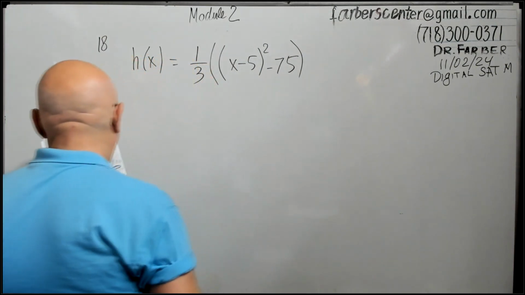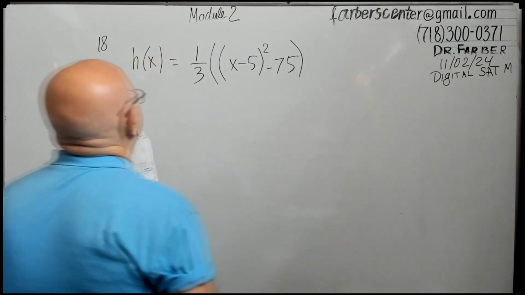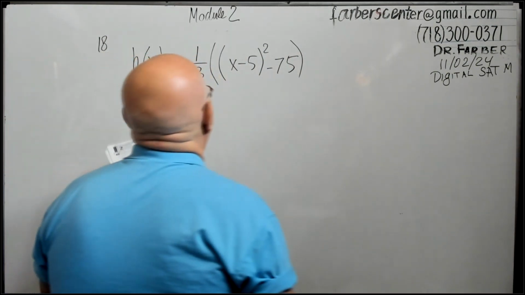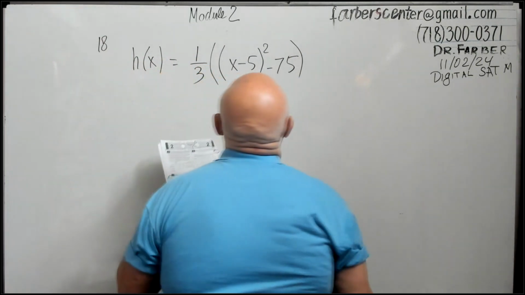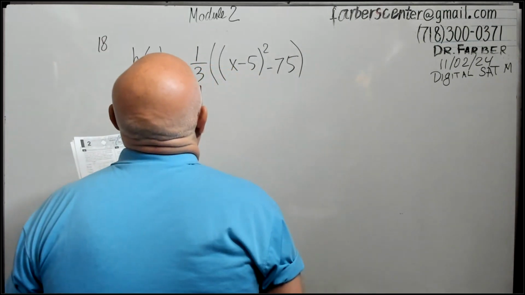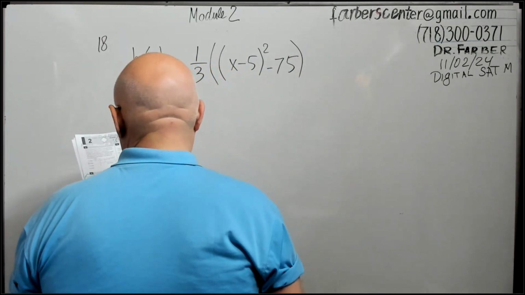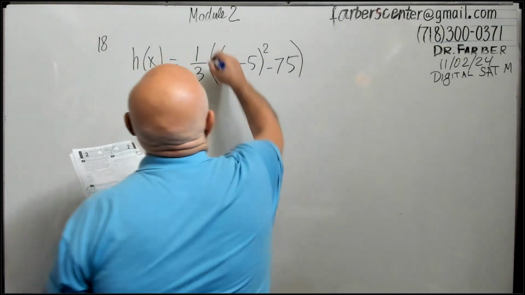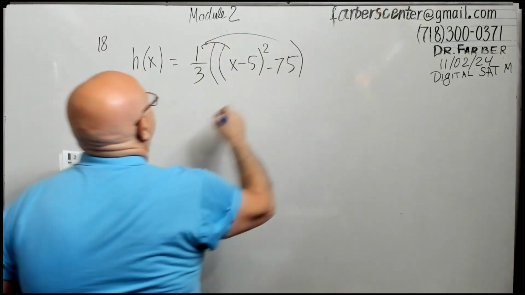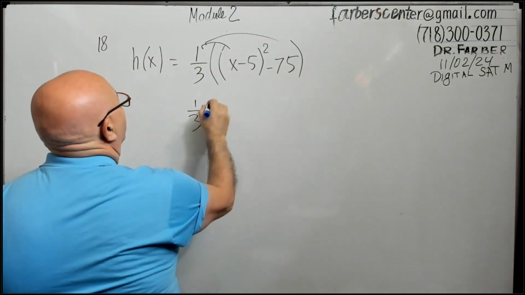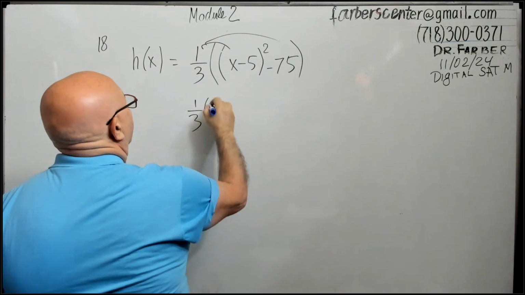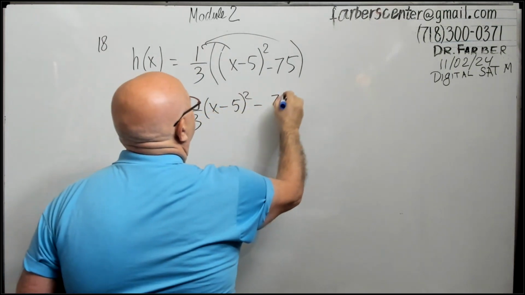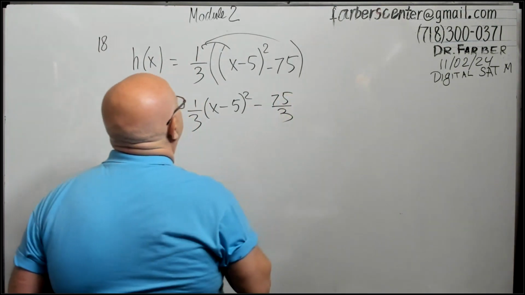Well, for which value of x does it reach minimum? What can you do in this case? I look into multiple choice. Okay, let me distribute. I have 1 over 3 of x minus 5 to the second, minus 75 over 3.